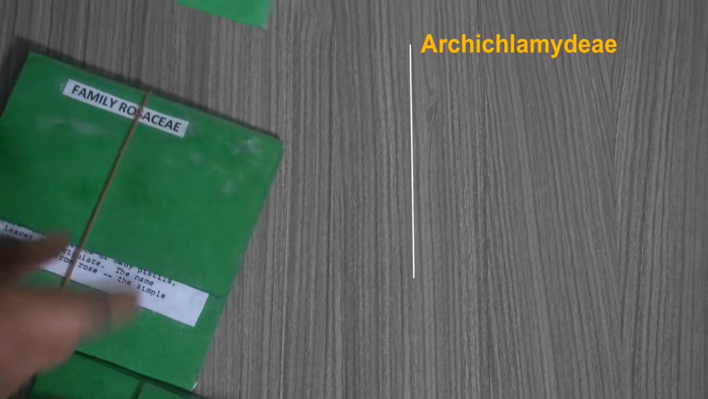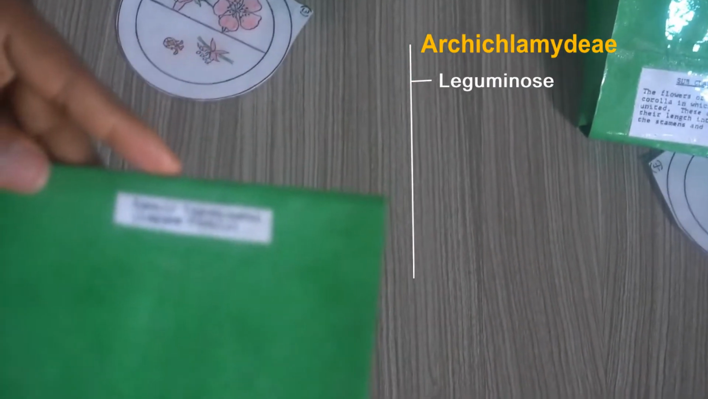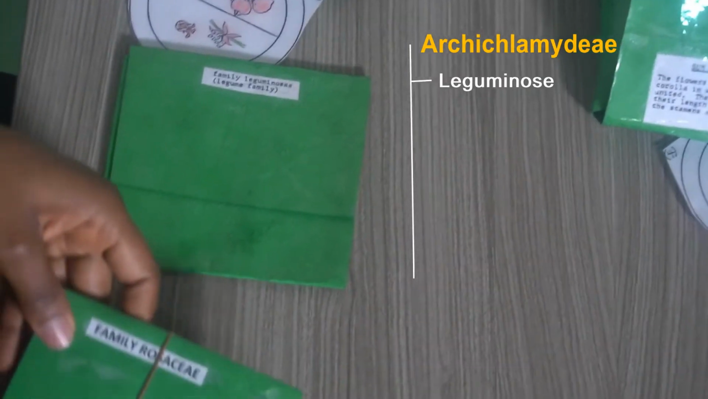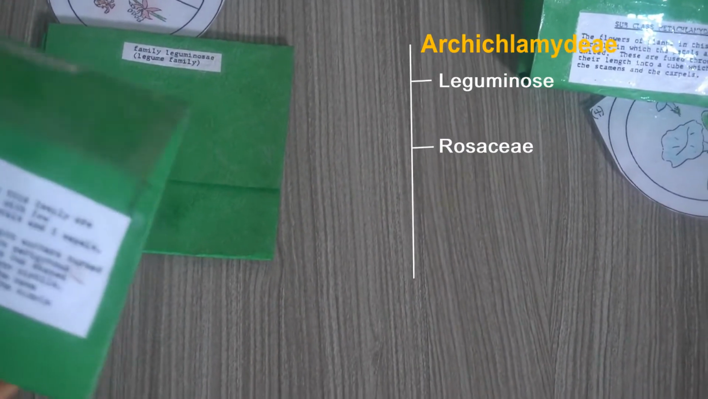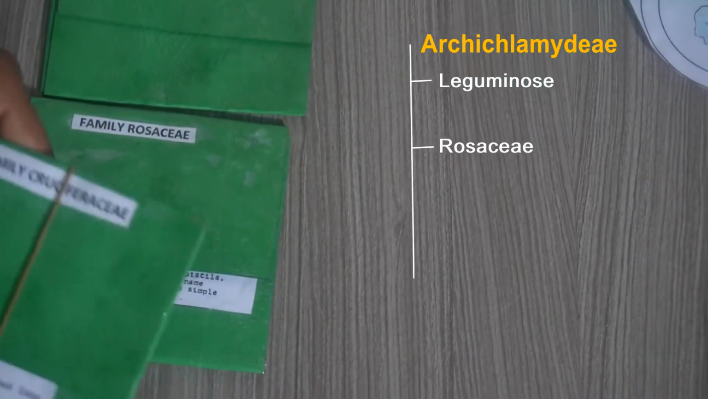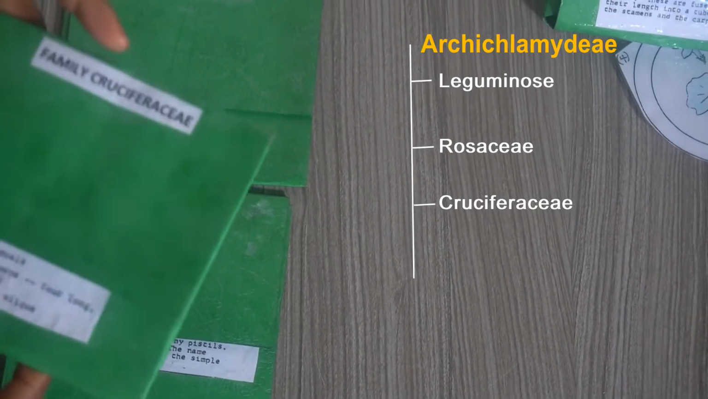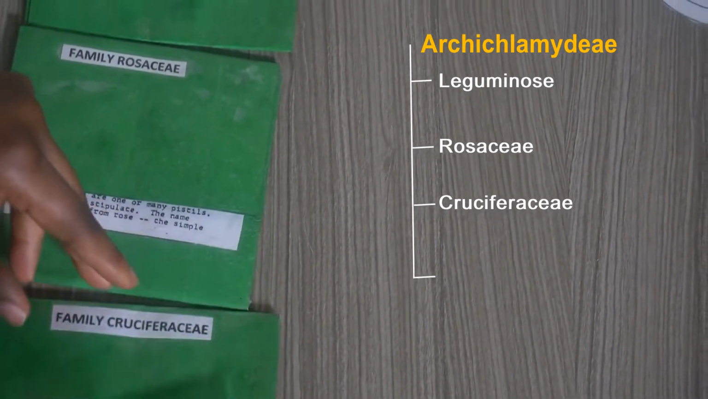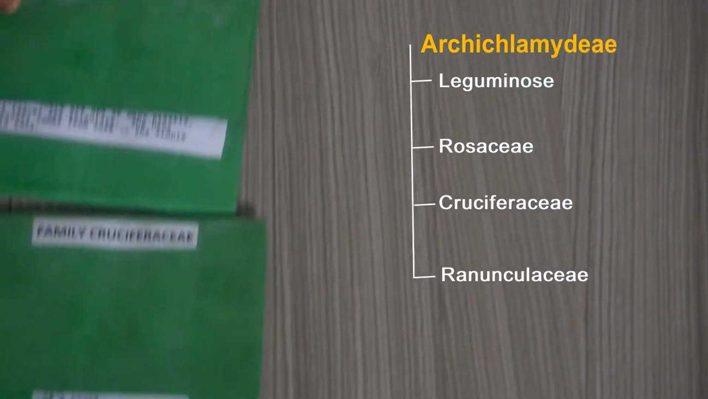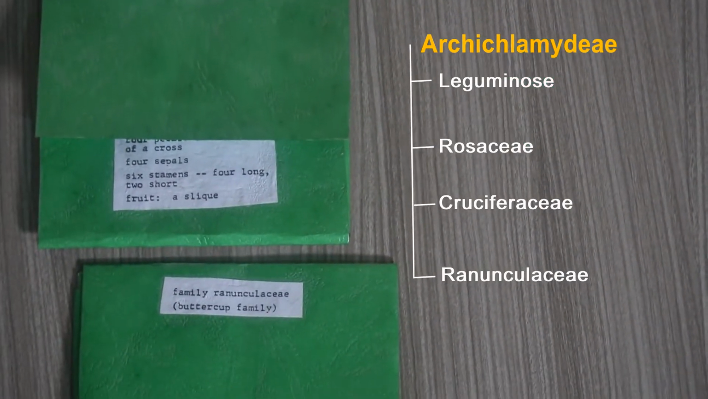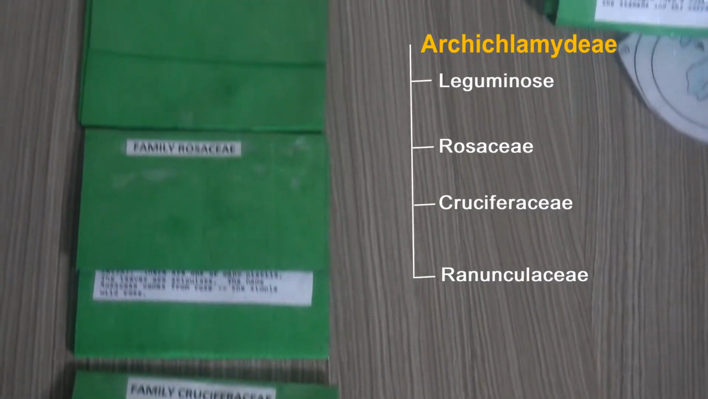We have the family Leguminosae. That is the legume family. The family Rosaceae. That is the rose family. The family Cruciferaceae. And the family Ranunculaceae. That is the buttercup family. These are the 4 families in the Archichlamydae subdivision of dicotyledons.